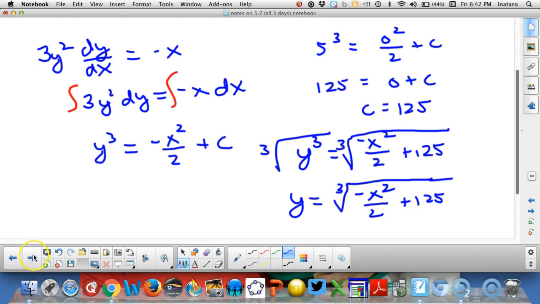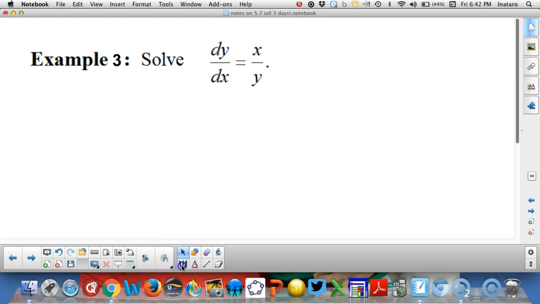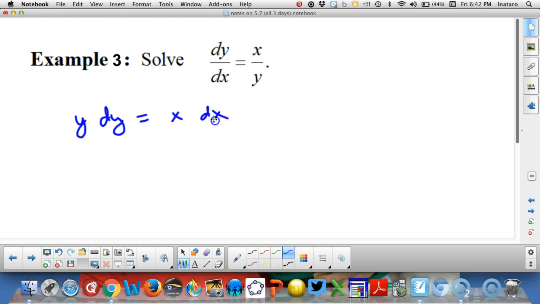And let's take a look at one final example. This one seems pretty easy. There's not a lot going on. But once again, we want to get the x's on one side of the equation and the y's on the other. So let's do that. We'll multiply both sides by y and both sides by dx. So I'm going to have y dy equals x dx.